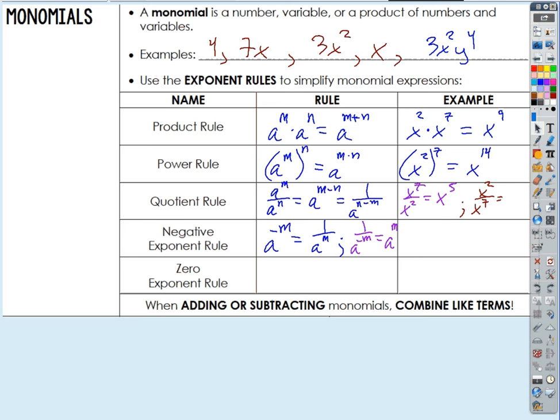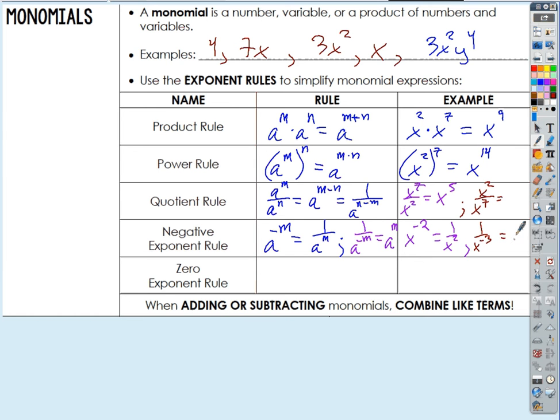Okay, so we were looking for an example of the negative exponent rule. If we had something like x to the negative 2, what's that going to give us? 1 over x squared, okay. If I had something like 1 over x to the negative 3, what's that equal to?